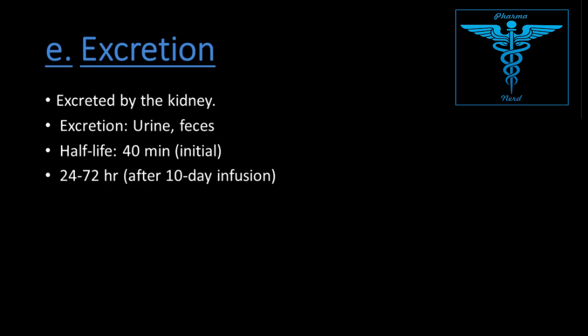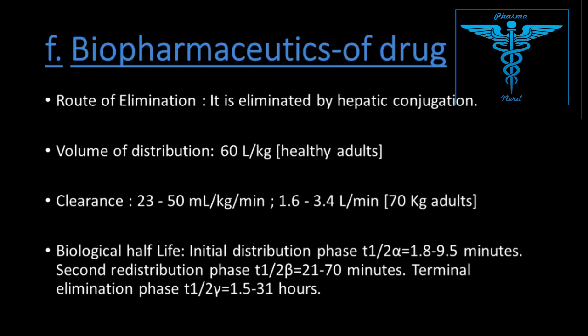Excretion is basically through the kidneys in the form of urine, and some excretion is through feces. Half-life is 40 minutes initially and then 24 to 72 hours after the 10th day of infusion. Route of elimination: hepatic conjugation. Volume of distribution 60 liters per kg, clearance 23 to 50 ml per kg per minute, and 1.6 to 3.4 liters per minute in a 70 kg person.